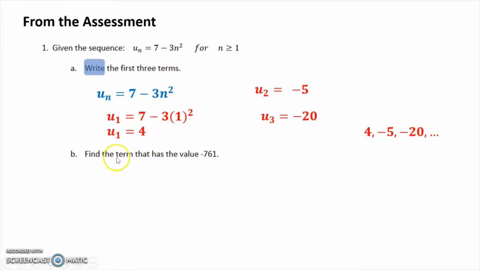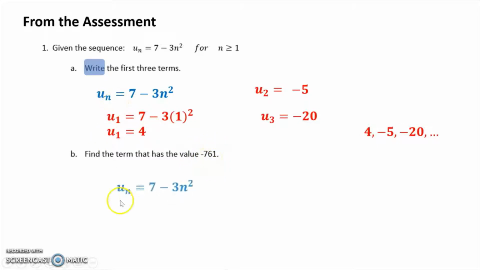Now it says, find the term that has the value negative 761. So this is term 1, and it has a value of 4. This is term 2, and it has a value of negative 5. This is term 3, and it has a value of negative 20. We are looking for the term that has this value. So sometime in the future, if you follow this sequence, it will get to the number negative 761.